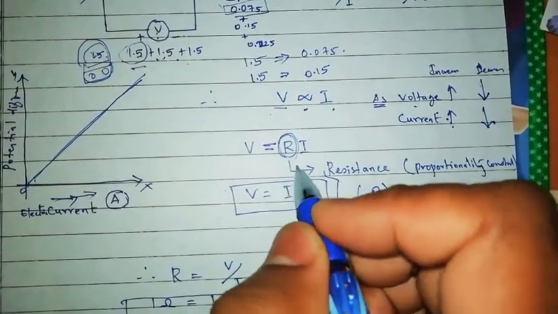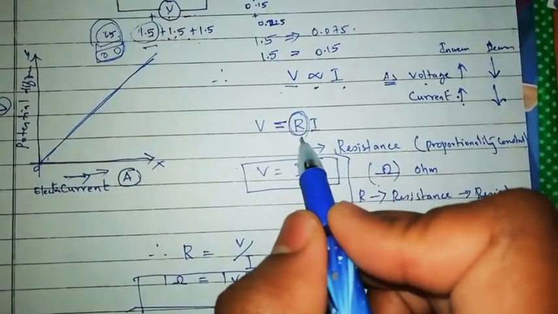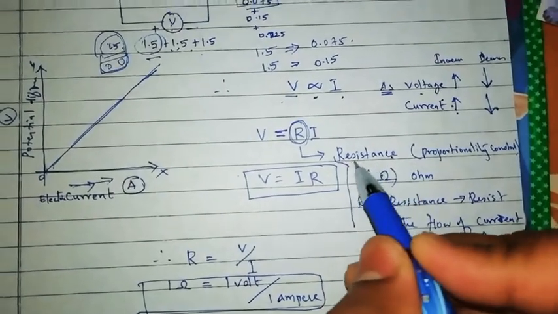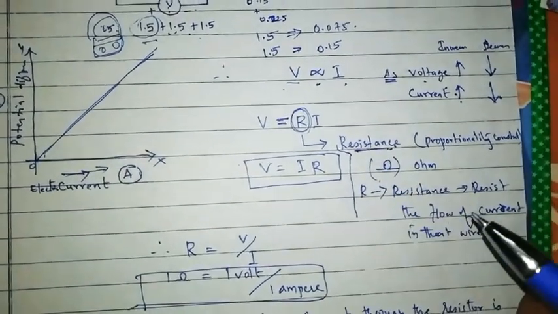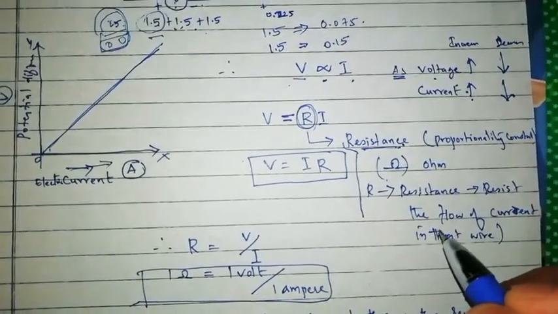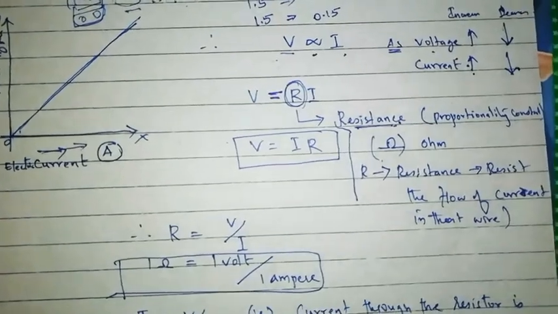And what is that constant? That constant is R. And what is R here? R is nothing but the resistance. Clear? Resistance. What is resistance actually? Resistance is nothing but the thing which resists the current that flows in the wire.